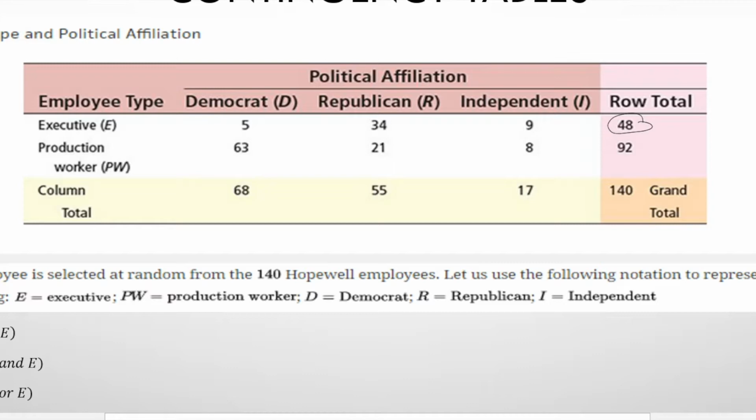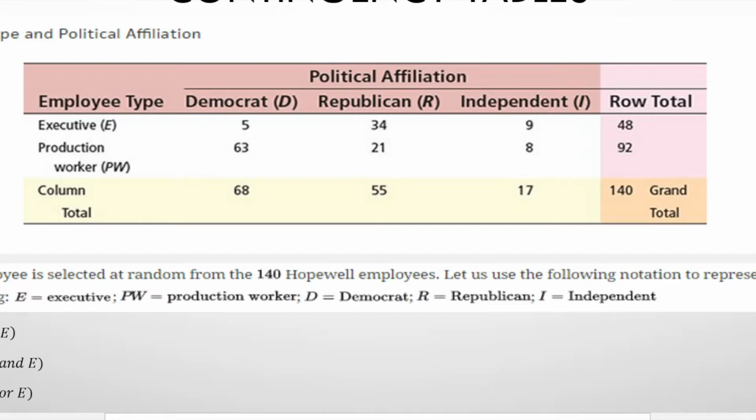So again, that's just kind of the totals. Same thing with the columns. If I want to know the total number of independents, I would just go down from independent to the very last entry. There's 17 total independents. So again, finding those totals is just as easy as that. It's just looking at the ends of the rows.